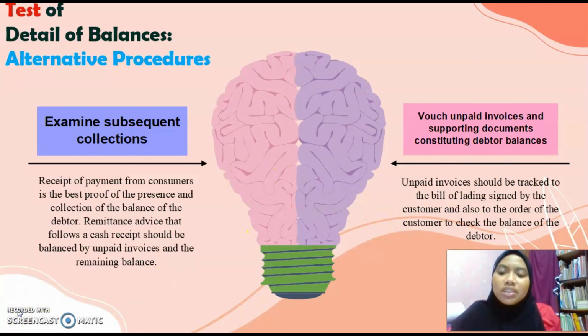For examining subsequent collection, the receipt of payment from customers is the best proof of the existence and collection of the balance of the debtor. Remittance advice that follows a cash receipt should be matched with unpaid invoices and the remaining balance. And the second one is unpaid invoices should be traced to the bill of lading signed by the customer and also to the order of the customer to check the balance of the debtor.